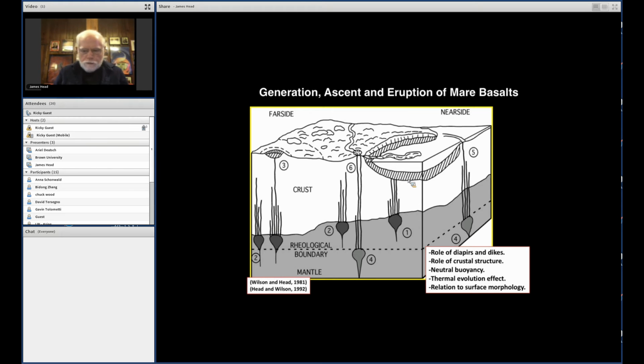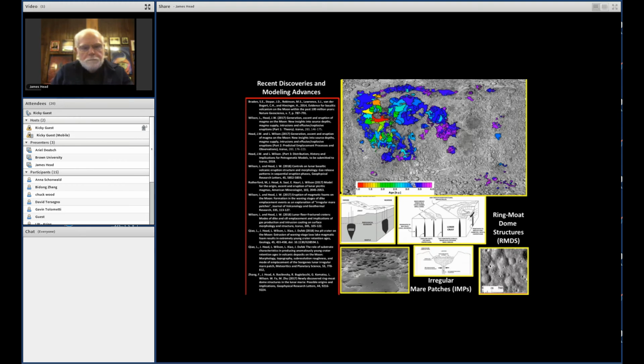So we began to think about the role of diapirs and dikes, and the generation and ascent and eruption of magma, the role of crustal structure, the role of neutral buoyancy, for example, at 1 and 2, where the magmas are indeed denser than the crust, and thermal evolution effects, and then of course the relationship to surface morphology. And even at this time in 1992, we were thinking about the differences in crustal thickness. Maybe, all else being equal, not as many dikes propagating on the far side reach the surface as reach the surface on the thinner crust of the near side. So these are ideas that were bouncing around at that time.